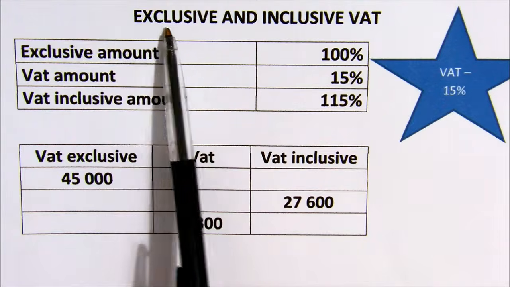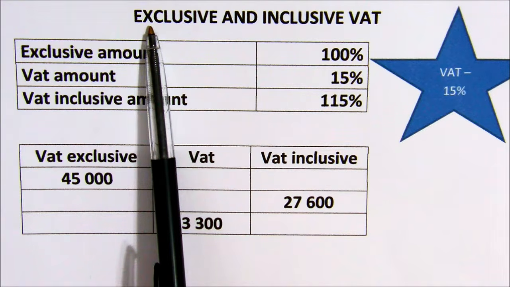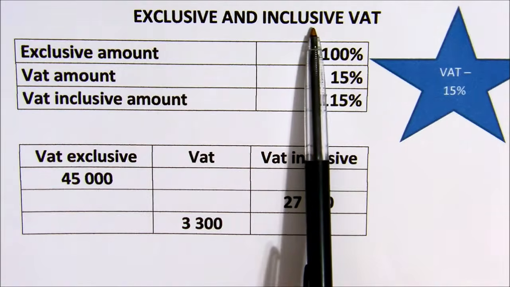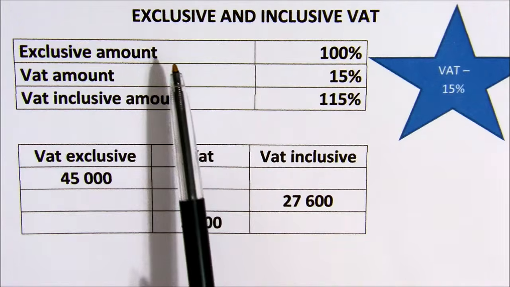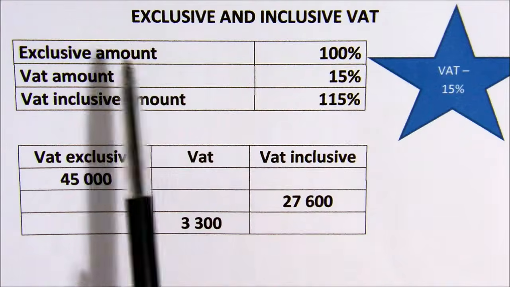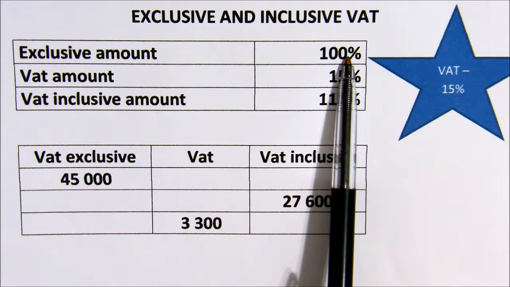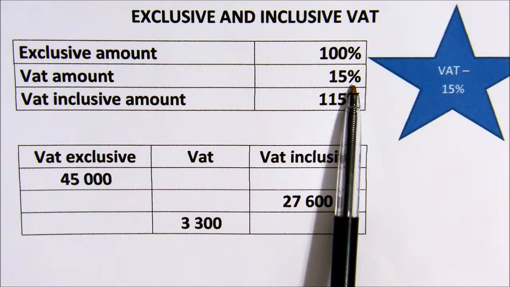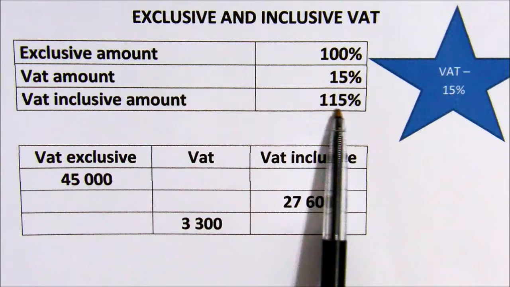Right, the exclusive and the inclusive. Exclusive, as it says, it's X. It does not include VAT. Whereas inclusive is an amount that includes the VAT. So the price that's quoted includes VAT. The exclusive does not include VAT. Now our starting point whenever we do these calculations, remember, was 100%. So the exclusive is your starting point at 100%. We then add on 15% VAT. So the inclusive amount is 115%.